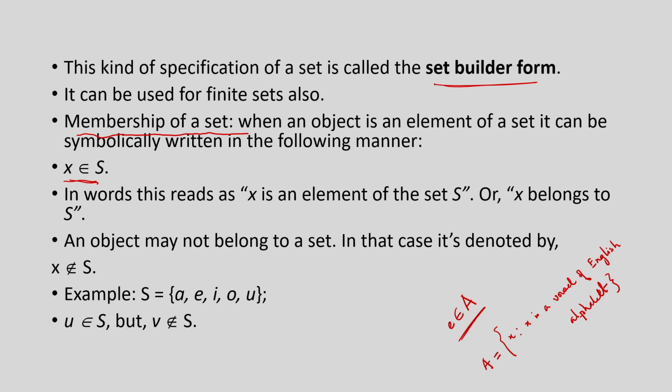But it can happen that an object is not an element of a set, and then what do I write? I write X does not belong to S. So, this sign means does not belong to. For example, B does not belong to A. B means small b is not an element of the set of vowels. So, I have used similar examples here also. Suppose S is the set of vowels, then U belongs to S, but V does not belong to S.